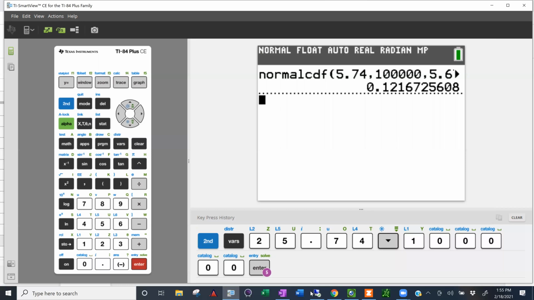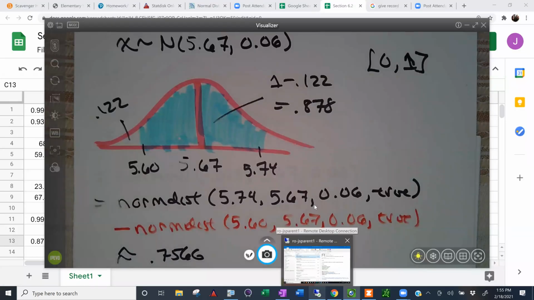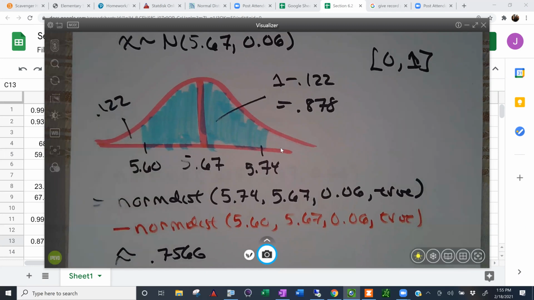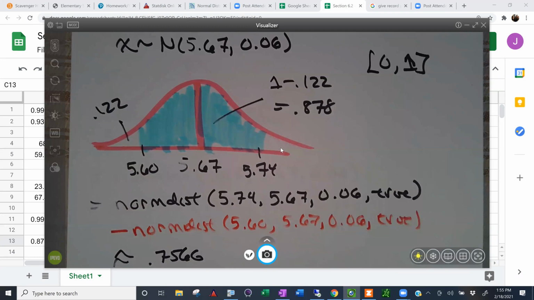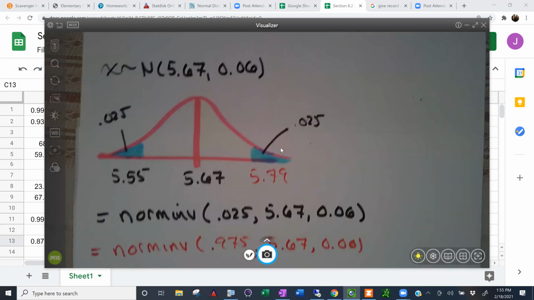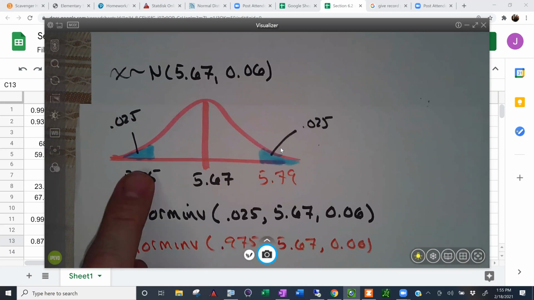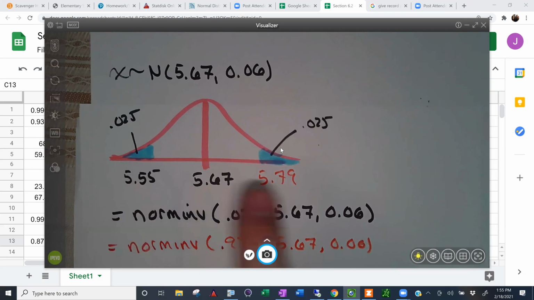Now there's some other things we did with these kinds of problems as well. That is, sometimes you wanted to specify an area and then work backwards. So in Google Sheets, that was norm inverse. For instance, in one of our problems, we wanted to find the point that 2.5% of the area was in the left tail, and then the other one was just 2.5% of the area in the right tail. So let's take a look at that on Google Sheets. Excuse me, on the graphing calculator.